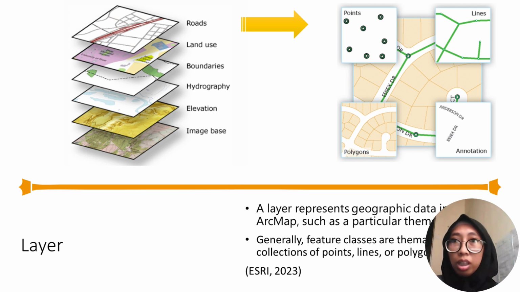A layer represents geographic data in ArcMap, such as a particular theme of data. Examples of map layers include streams and lakes, terrain, roads, political boundaries, parcels, building footprints, utility lines, and orthophoto imagery. Generally, feature classes are thematic collections of points, lines, or polygons.